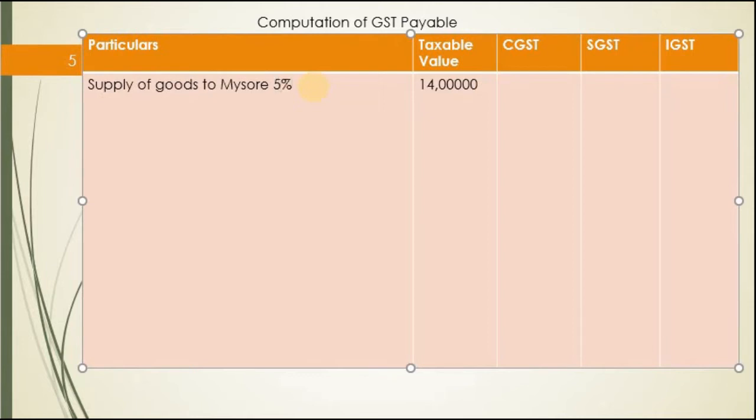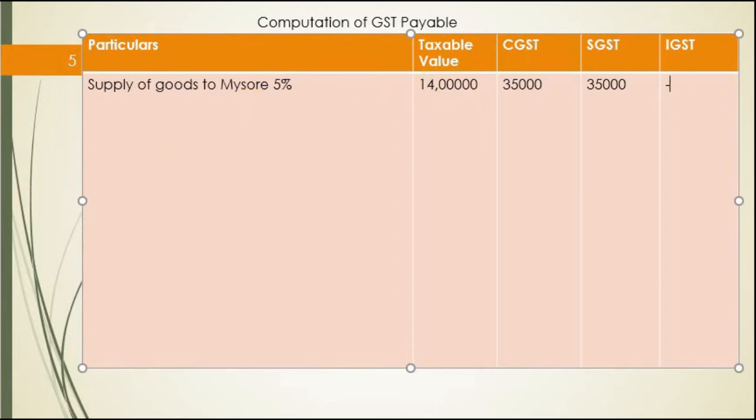5% on 14 lakh is 70,000. But here the CGST share is 2.5% and the SGST share is 2.5%. Remember this. If you divide 70,000 between the two taxes, it is 35,000 each. So the total is 70,000, and IGST is nil, it will not apply.